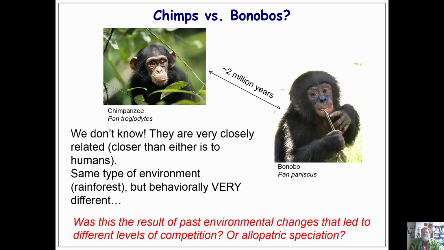So chimps and bonobos, are they the same species, or are they different? Human beings, are we the same species, or are we different? Can we mate and produce viable offspring? No one knows.